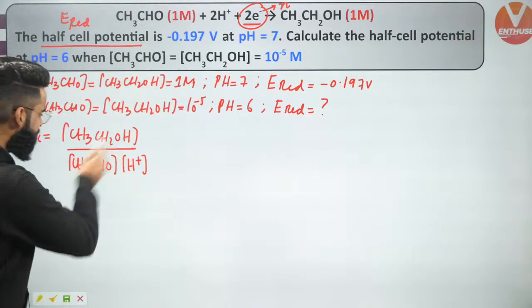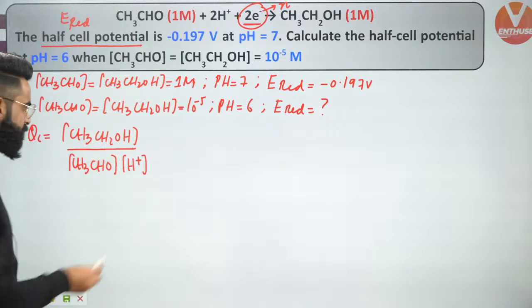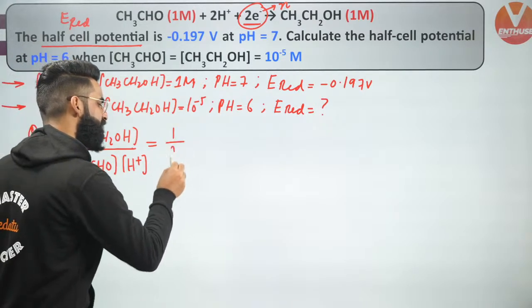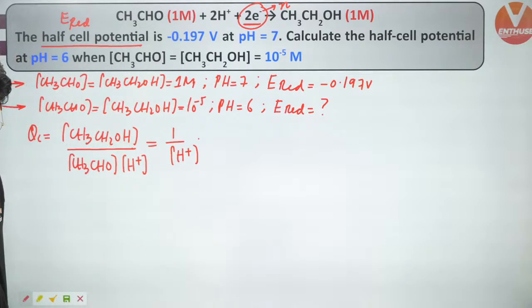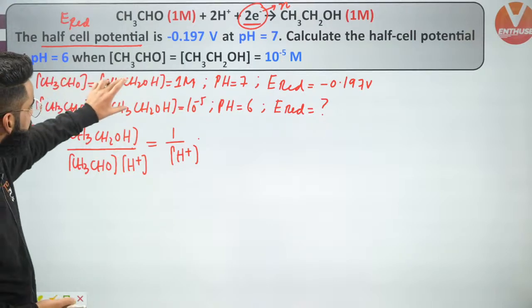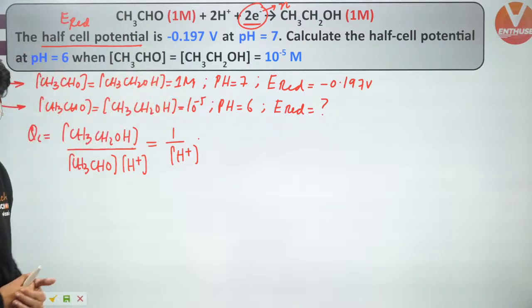Yes. So anyways, these two are going to get cancelled out. Can I write it simply as 1 divided by concentration of H positive? Yes. Anyways, both of them are going to get cancelled out, right? Because I'm keeping the concentration of both these substances equal in both the cases. I hope you got it.